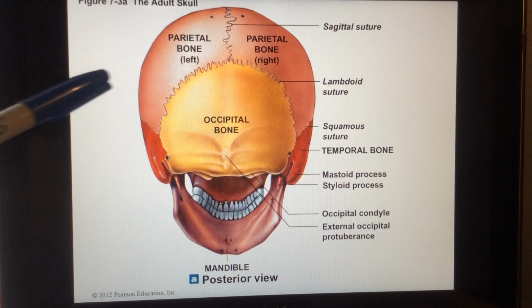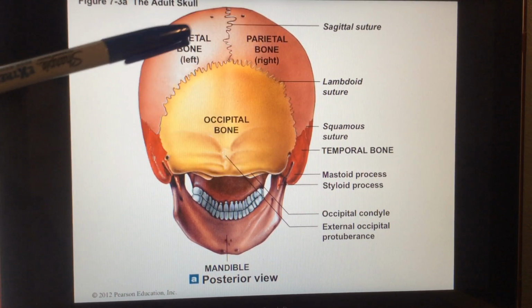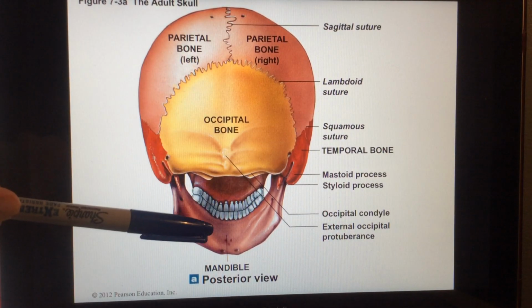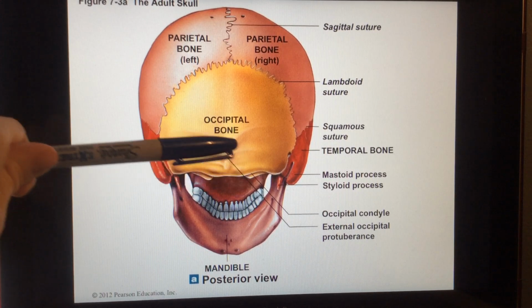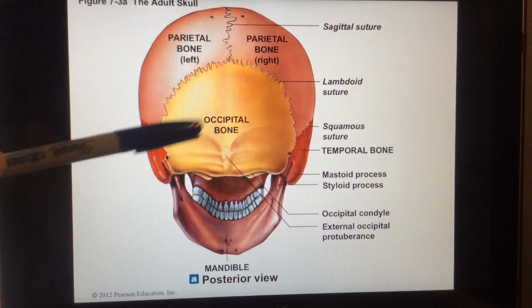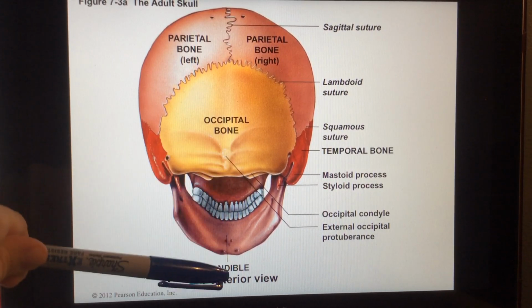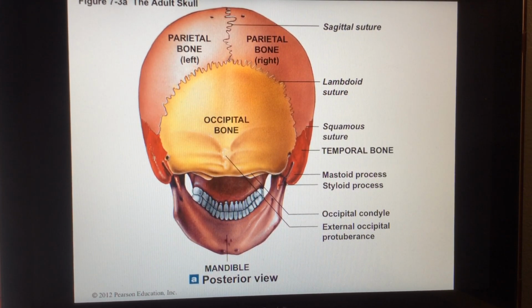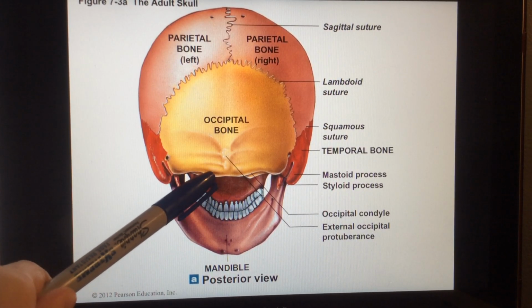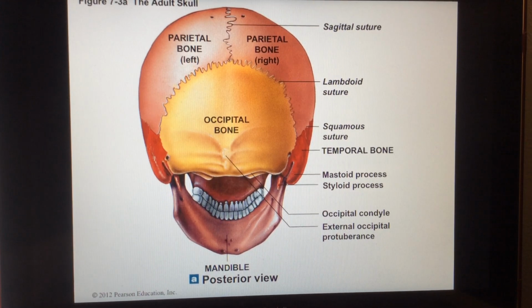So at the posterior view, you're going to see the occipital bone, paired parietal bones, paired temporal bones. You can kind of feel that external occipital protuberance, and you're going to see the back portion of the mandible, but only seeing it with the removal of the vertebral column. One thing of note here is you can see the occipital condyles, and those are going to articulate with cervical vertebrae 1, the atlas, and allow for head motion.